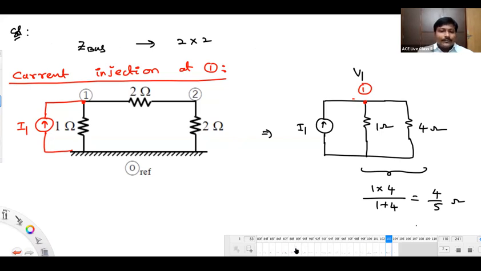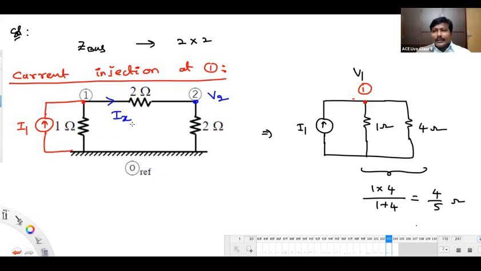Okay, next thing. Getting all of you? Next, try to find out the voltage V2 in terms of I1. For that purpose, you assume the current Ix flows here.